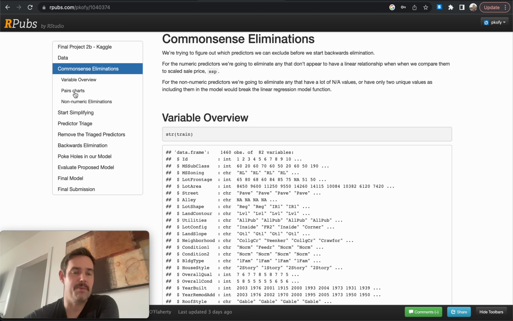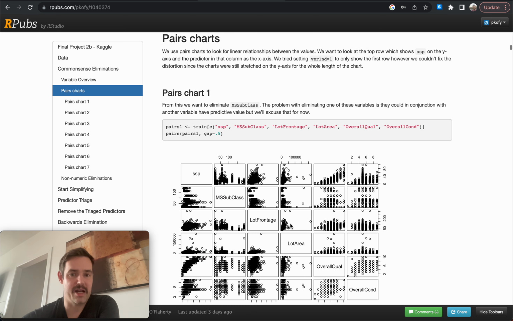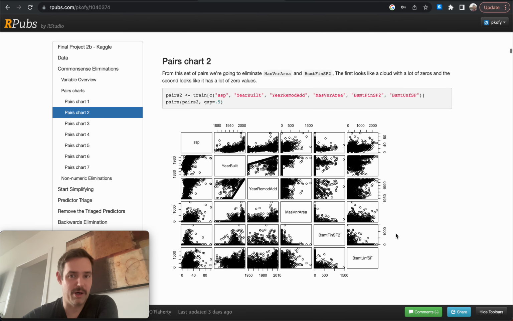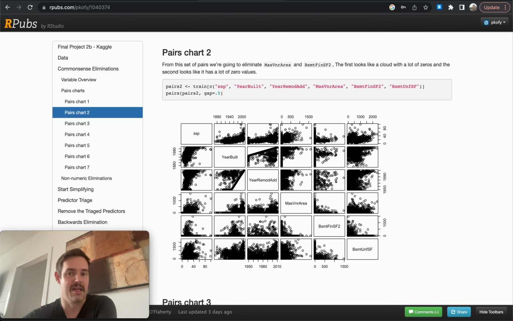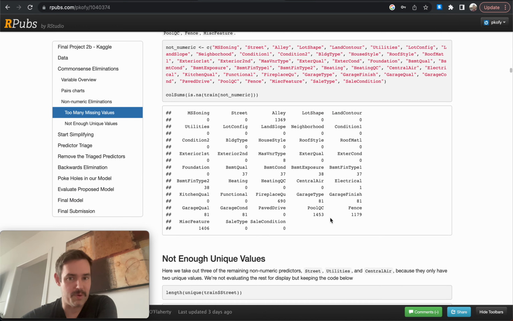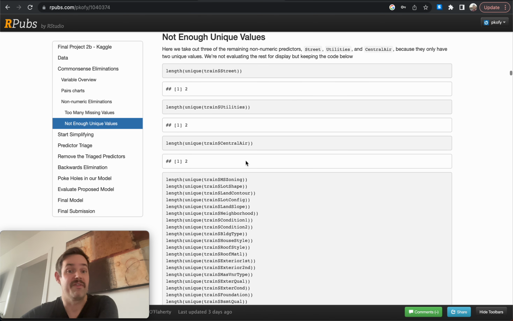So I started out with common sense eliminations, and I started out with pair charts to get a sense of my data, but this also helped because I was able to eliminate records with a lot of missing variables. For the non-numeric, I also looked for ones that I could eliminate right away because they had a lot of missing variables, or if they didn't have unique values: street, utility, central air. You need at least 3.